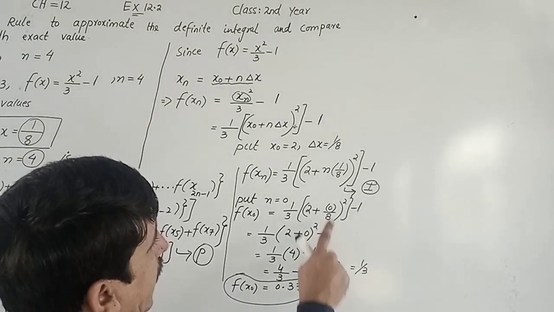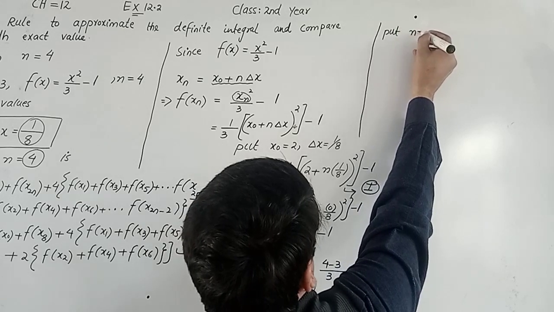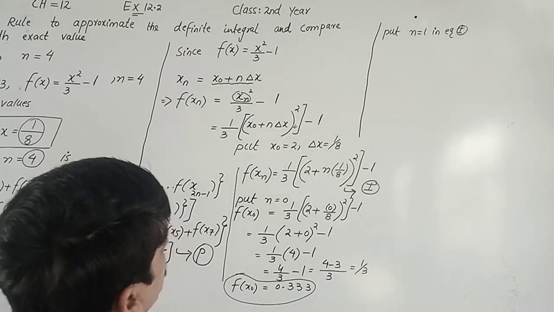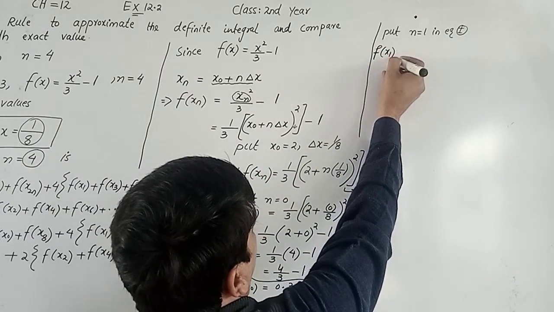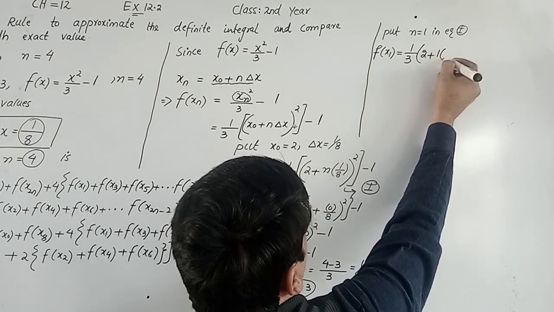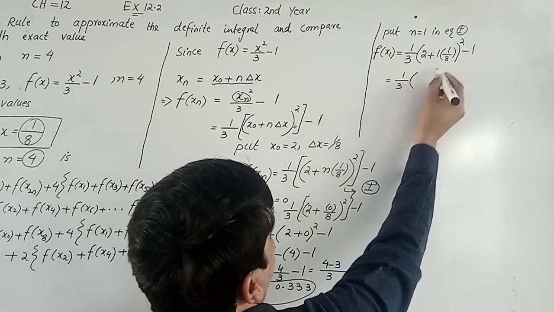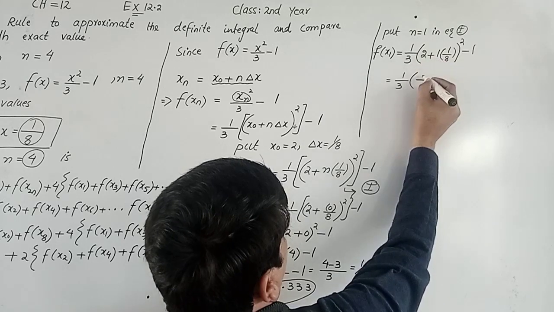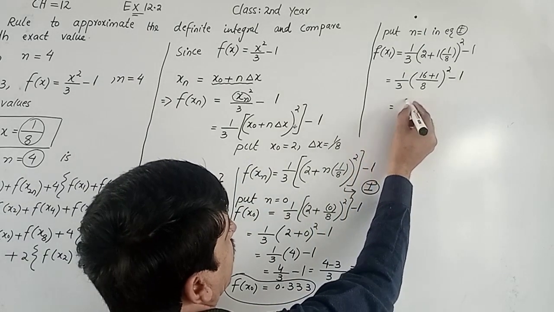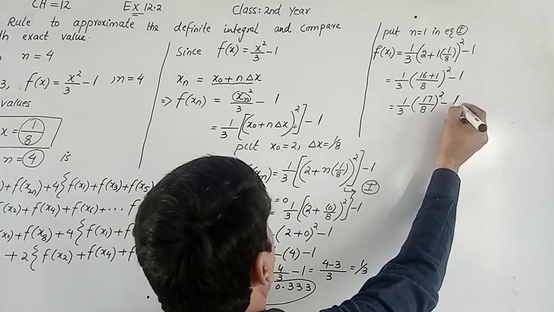Put n is equal to 1 in equation 1. तो हमारे पास आ जाएगा f of x1 is equal to 1 divided by 3 (2 plus 1 divided by 8) whole square minus 1. यहाँ पे LCM 8, 2 eights are 16 plus 1 whole square minus 1. 1 divided by 3, 16 plus 1 is 17 divided by 8 whole square minus 1.